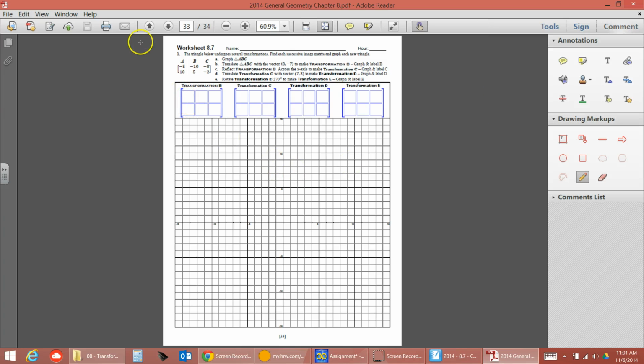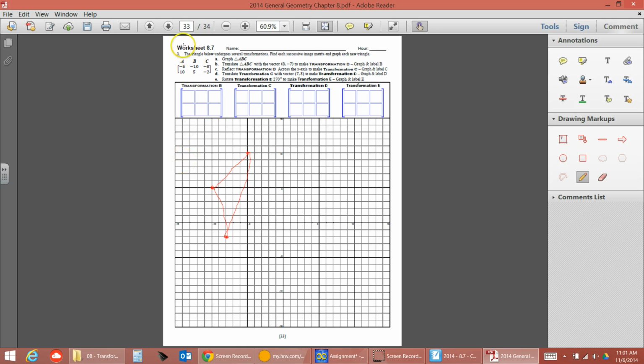So the matrix says -5, 10. So I go -5, +10, and I put my dot down. And then it says go -10, 5. I put my point down. And then it says -8, -2. Okay. Connect my dots. Terrible triangle, but that's okay. So there's my initial triangle.